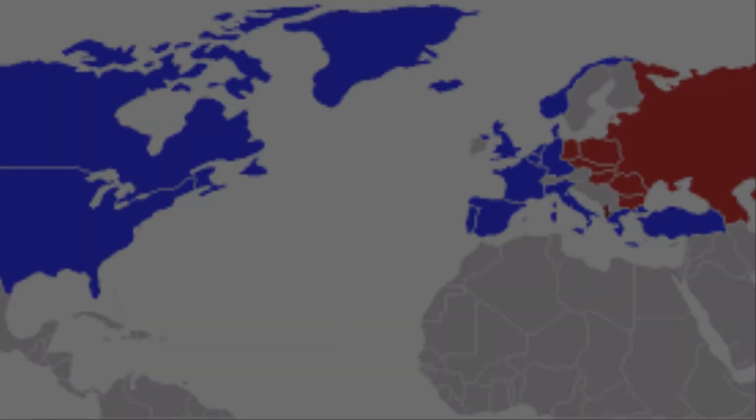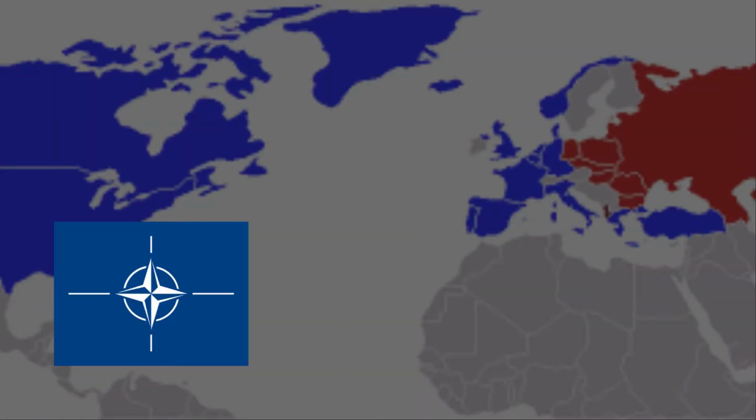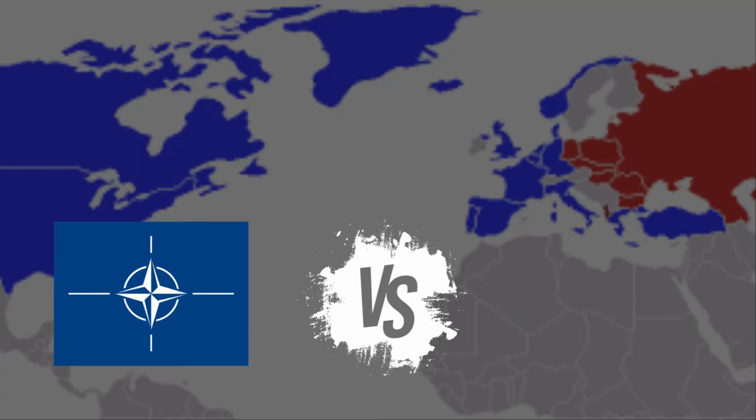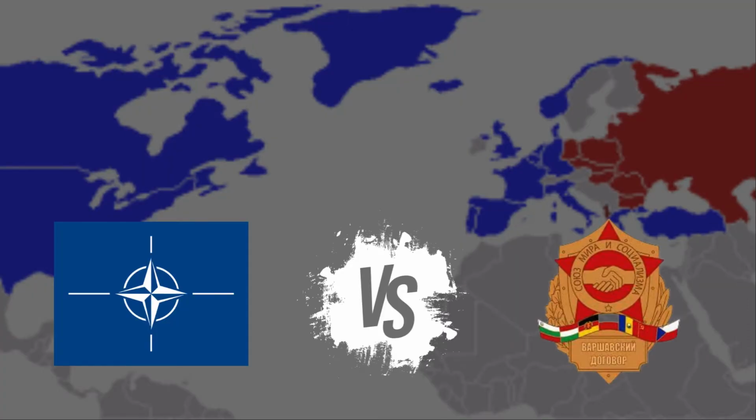Furthermore, the establishment of NATO, the North Atlantic Treaty Organization, in 1949, and the subsequent formation of the Warsaw Pact by the Communist bloc in 1955 demonstrated the deepening divide between East and West. These military alliances solidified the ideological struggle between capitalism and communism, shaping the trajectory of the Cold War.